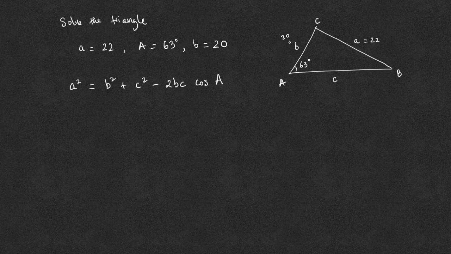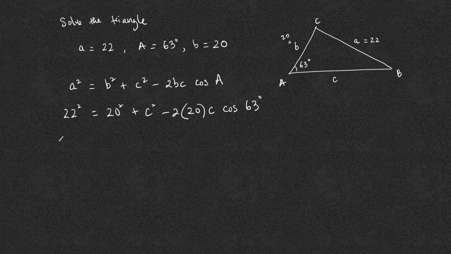We then substitute this formula with the given information. Lowercase a is 22. Lowercase b is 20. c is unknown still. Lowercase b is 20. c is unknown. And then multiply cosine of 63 degrees. The goal is to find lowercase c in this case. To do that, we first simplify this equation.